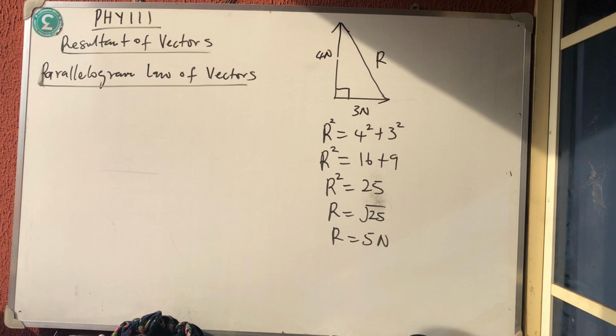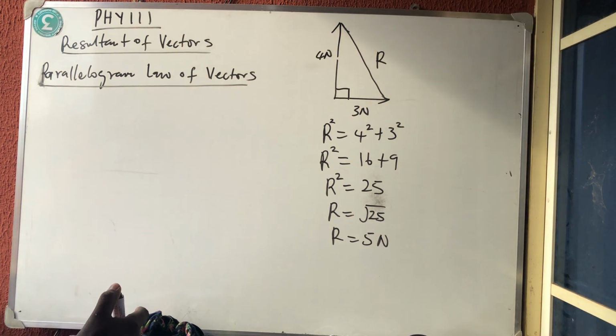The parallelogram law of vectors says that if two vectors are represented by two adjacent sides of a parallelogram, the resultant is represented in both magnitude and direction by the diagonal of that parallelogram. Let me show you what that means.